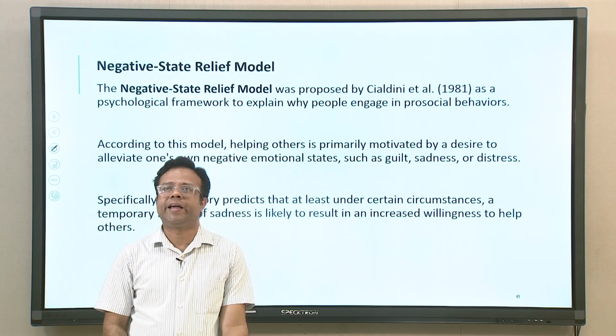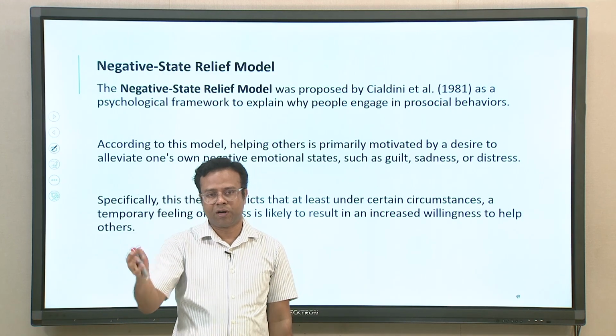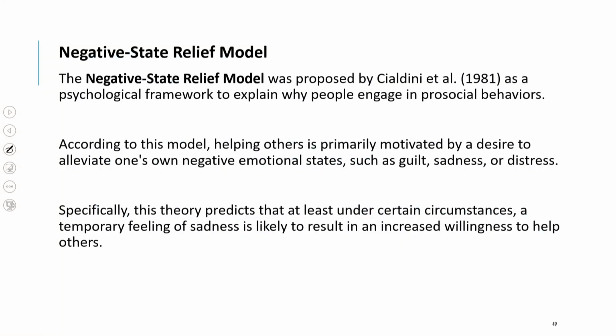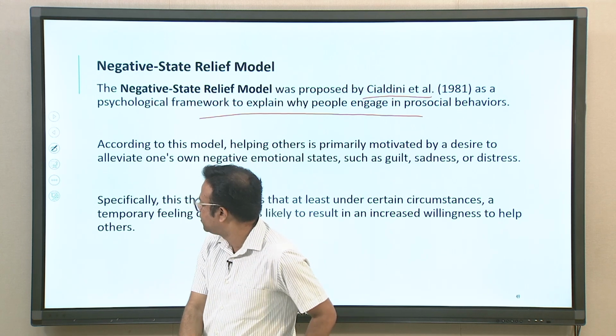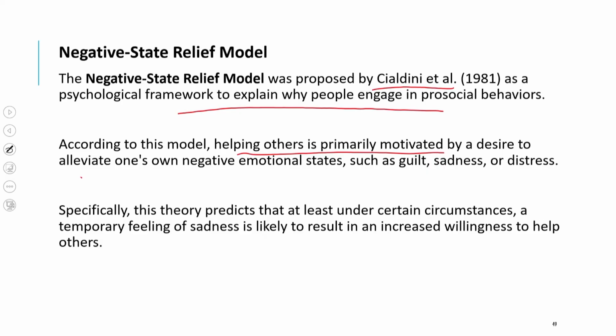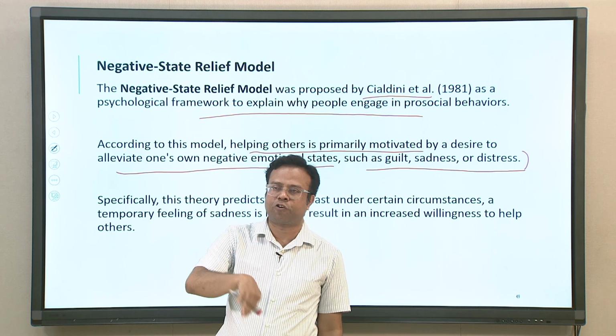The second theory that can also explain why prosocial behavior is linked to well-being is called the negative state relief model. Now, this negative state relief model was proposed by Cialdini and colleagues in 1981 as a psychological framework to explain why people engage in prosocial behavior. Just like the warm glow theory, the focus was on understanding why people engage in prosocial behavior. According to this model, helping others is primarily motivated by the desire to alleviate one's own negative emotional state, such as guilt, sadness and distress. Here they are just focusing on another aspect of emotion.